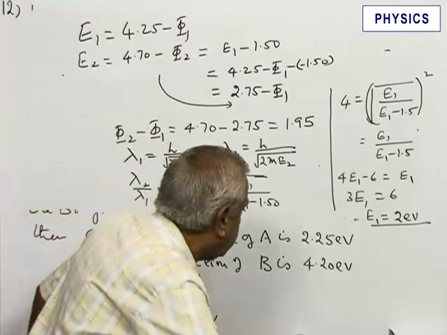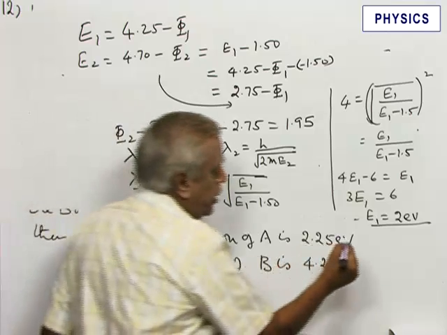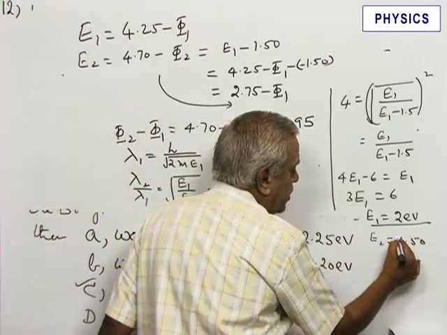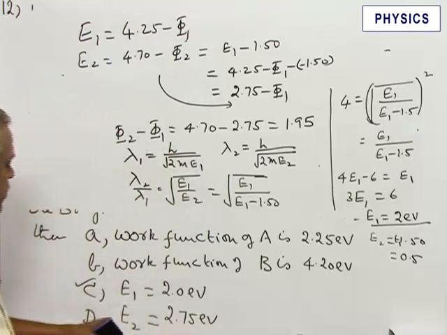Now let us just consider other things. Since E2 is E1 minus 1.5, E2 is 0.5, whereas it is given E2 is equal to 2.75. So the fourth option is wrong.